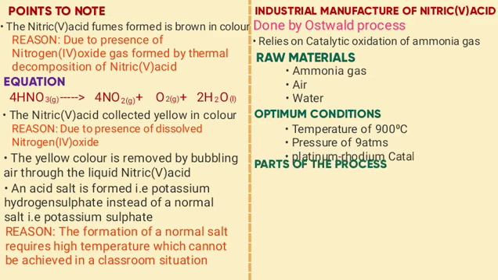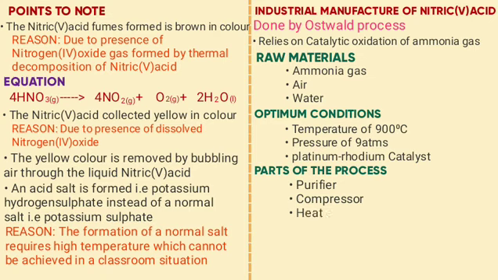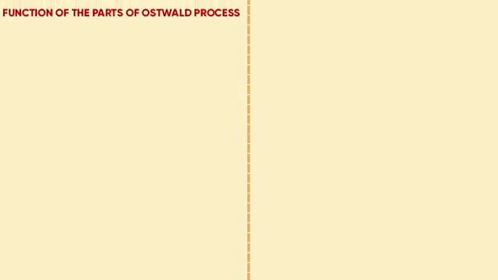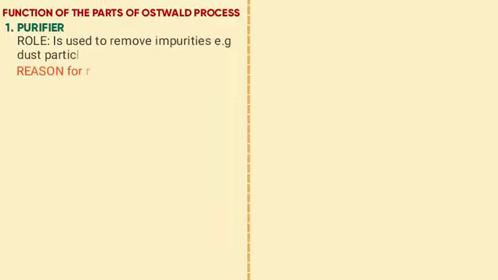Parts of the process include purifier, compressor, heat exchanger, catalytic chamber, reaction chamber, absorption tower. Now the function of each part. First part is the purifier. Role: remove impurities, e.g. dust particles. Reason for removing impurities: prevent poisoning of the catalyst.